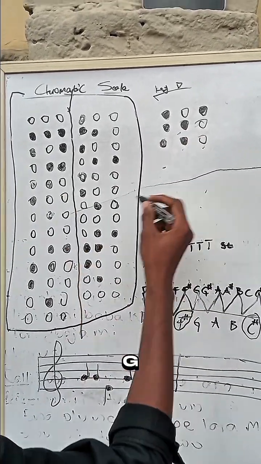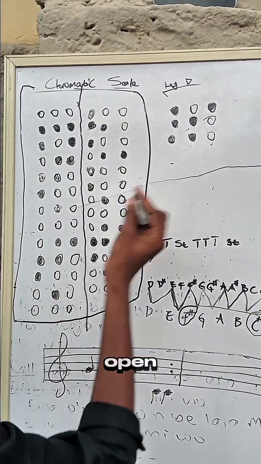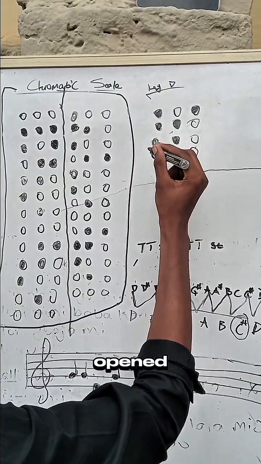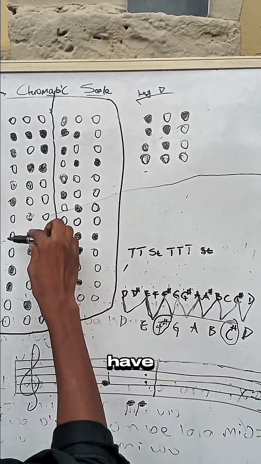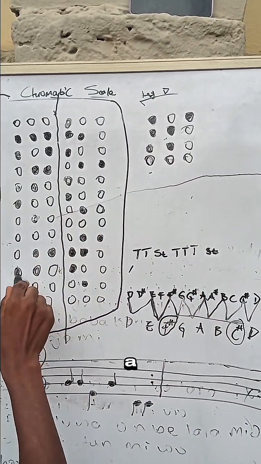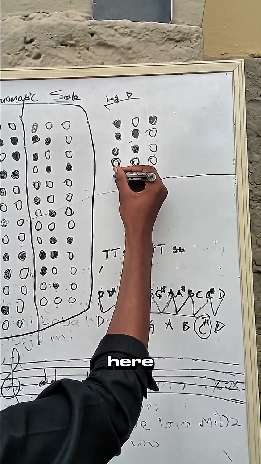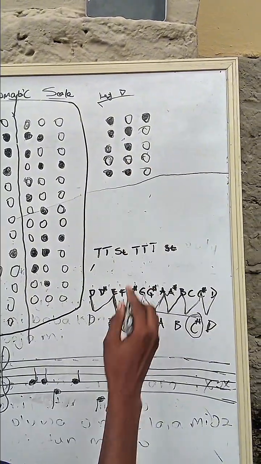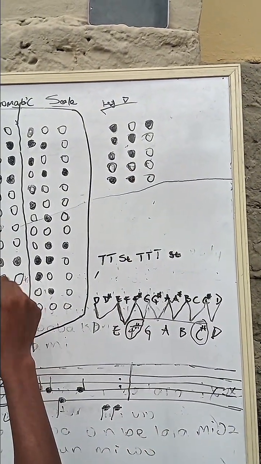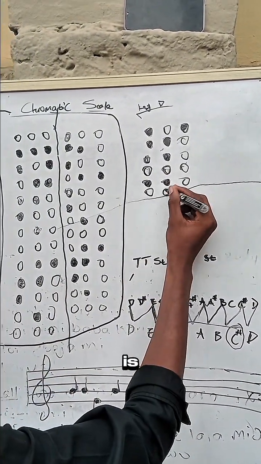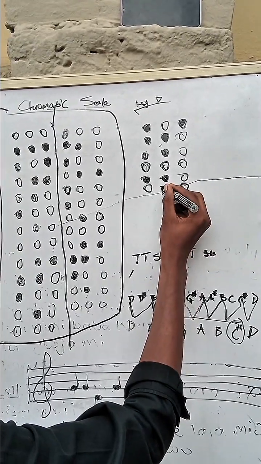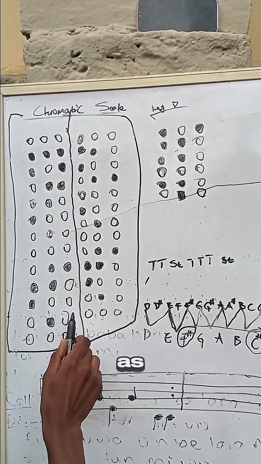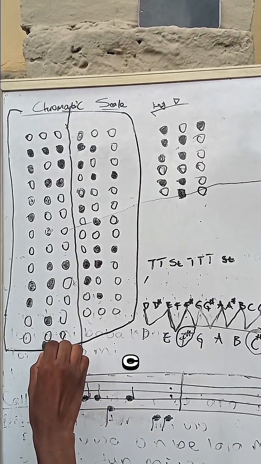We have our G. Our G on the chromatic scale is open, so here it will be open as well. From that G we have our A. Our A is also 1 and 2 on the chromatic scale here. 1 and 2. We have B. Our B is just the middle one. Then our C sharp. So as we can see, this ends at C.